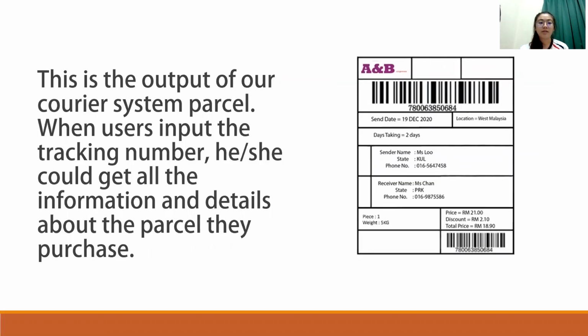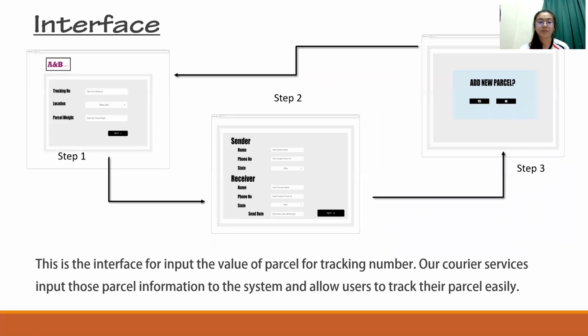The figure beside shows the output of our current system parcel. When the user inputs the tracking number, they can get all the information and details about the parcel they purchased. This is the interface to input the value of the parcel for the tracking number. Our current service inputs those parcel details to the system and allows users to track their parcel easily.